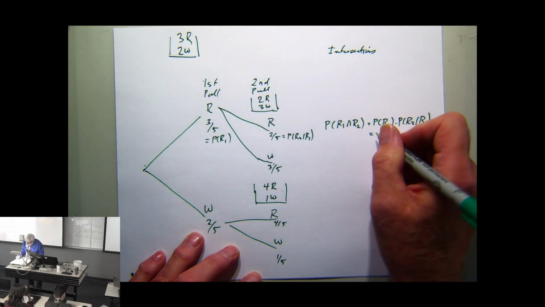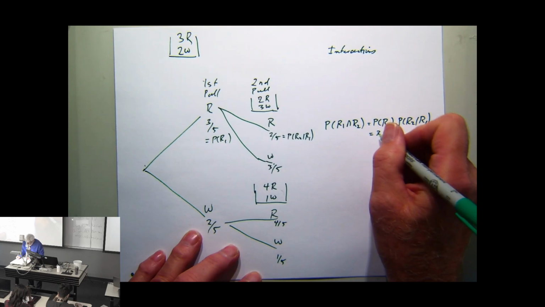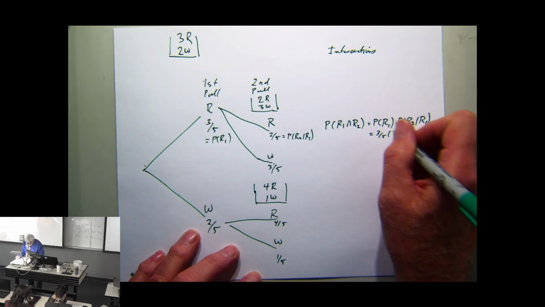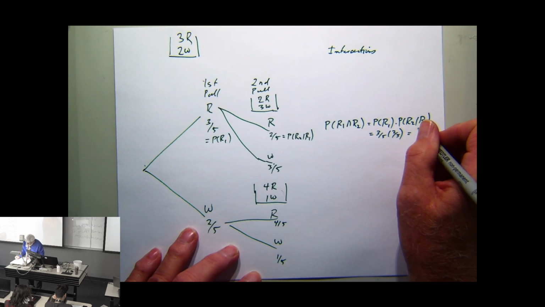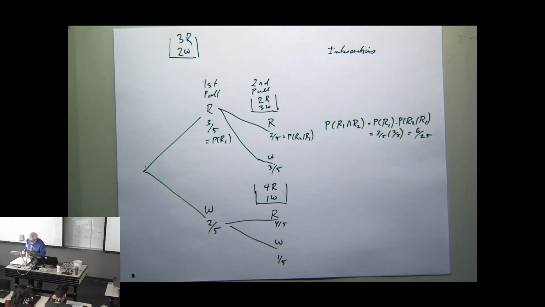And so you're taking 3/5 times 2/5, which is 6 out of 25. Now, you can work out the rest of the intersections there.